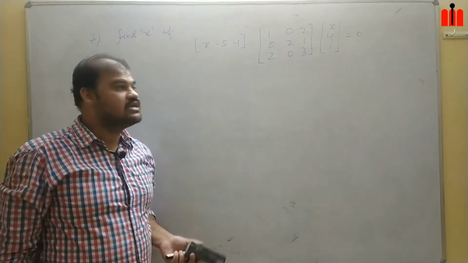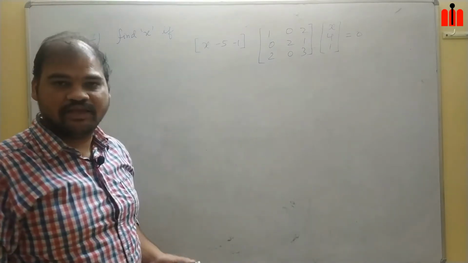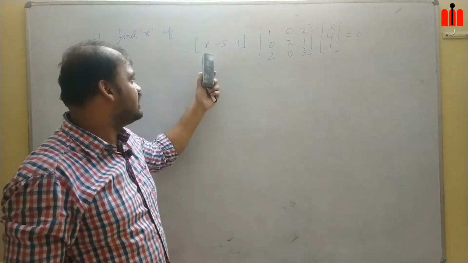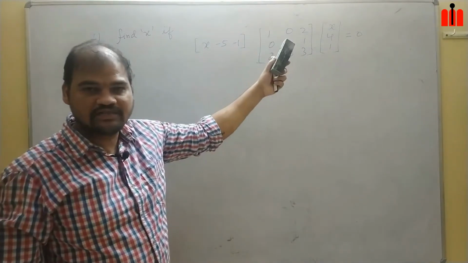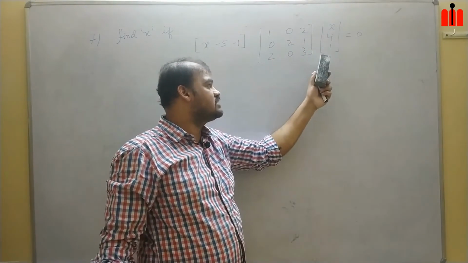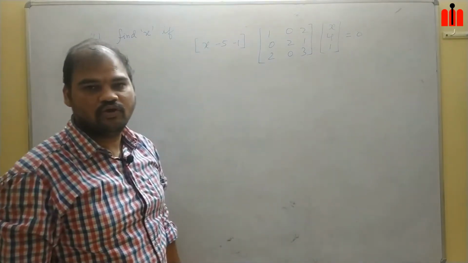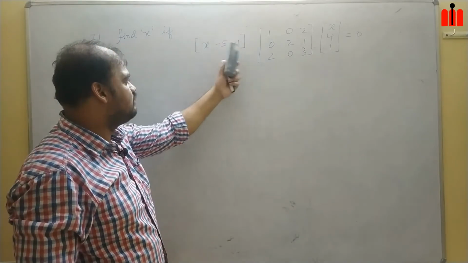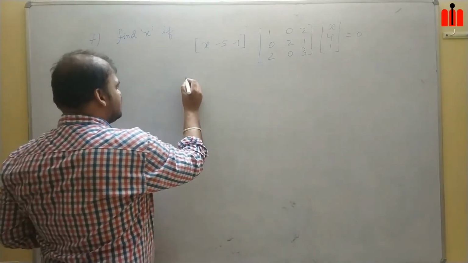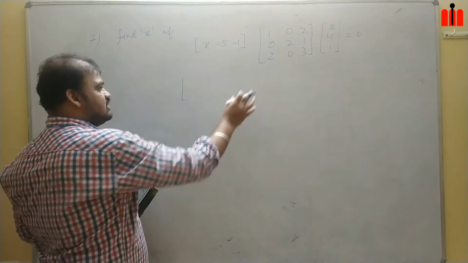My seventh problem is, find the value of x if this row matrix [x minus 5 1] multiplied with this 3 by 3 matrix, and after that multiplied with this column matrix is equal to 0. Then we have to find the value of x. Now let's multiply this row matrix with this 3 by 3 matrix.